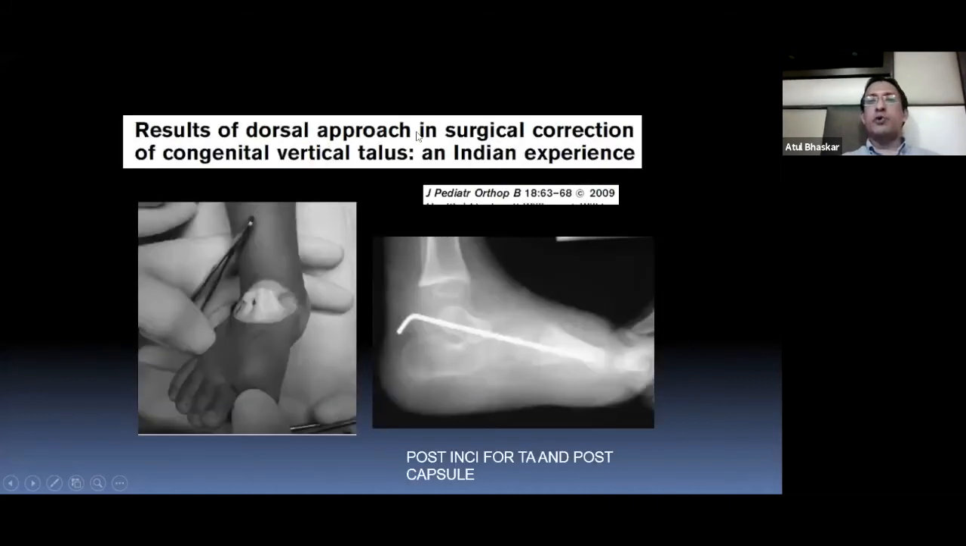So this is the result of the dorsal approach. This is the Indian experience, and this has been well described, published in 2009. This was from PGI Chandigarh, where they've done only a posterior incision for TA lengthening, but primarily they've gone in the front. So these are mainly for the idiopathic variety, not for the syndromic ones, and not for the very severe ones.